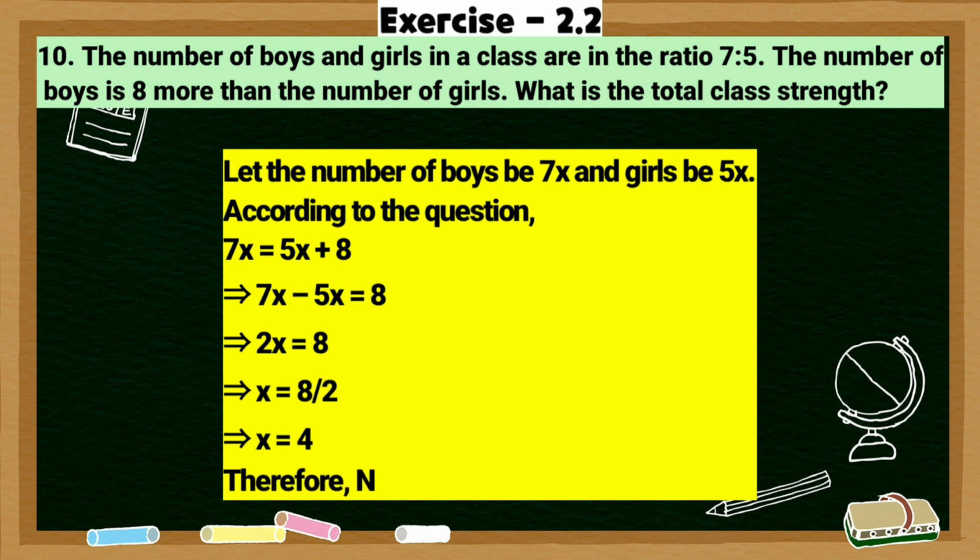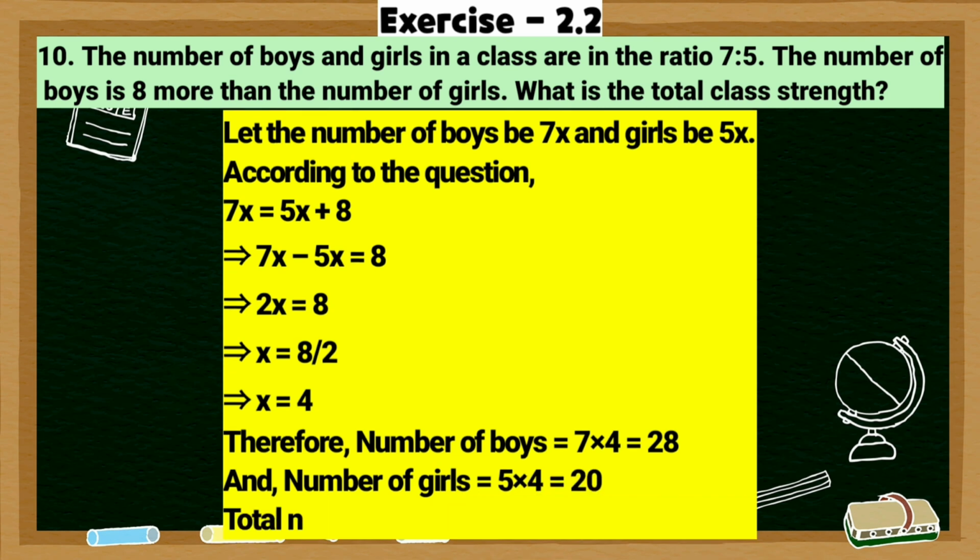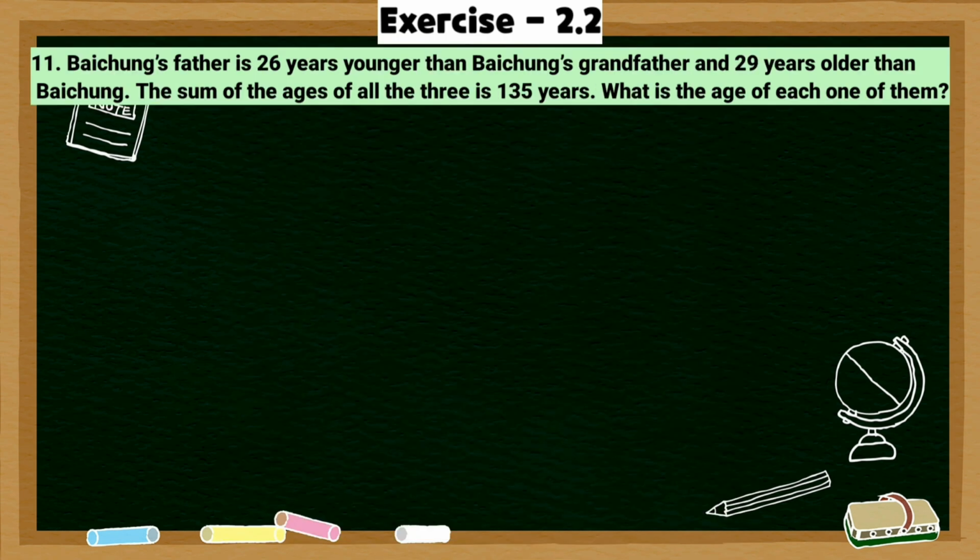Therefore the number of boys in the class 7x is equal to 7 multiplied by 4, that is equal to 28, and number of girls in the class 5x, 5 into 4, that is equal to 20. So there are 28 boys and 20 girls in the class. Total strength of the class will be 28 plus 20, that is number of boys plus number of girls. The answer is 48.